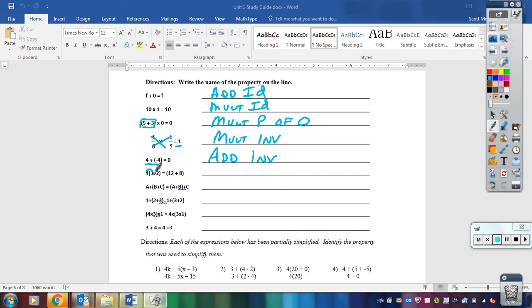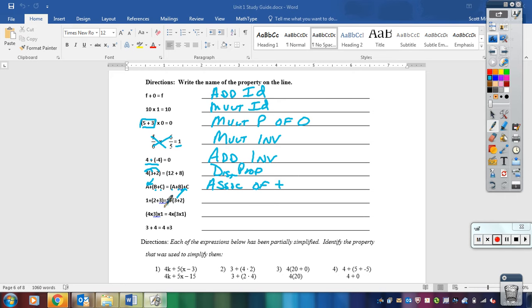4 times 3 plus 2, and I distribute. 4 times 3 is 12. 4 times 2 is 8. That's the distributive property. A plus B plus C equals A plus B plus C. The order stays the same, but B is hanging out with C and excluding A, and now B is hanging out with A and excluding C. That's a property of exclusion. That's the associative property of addition.